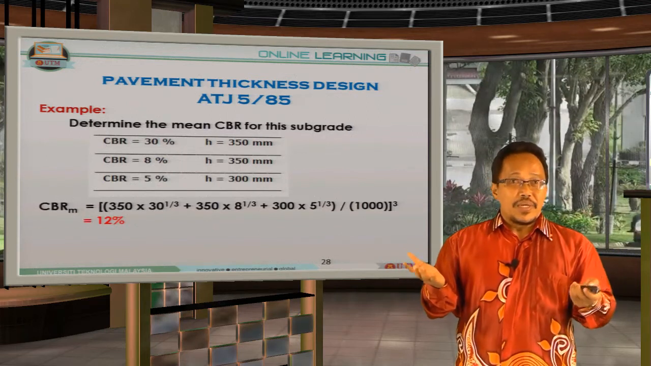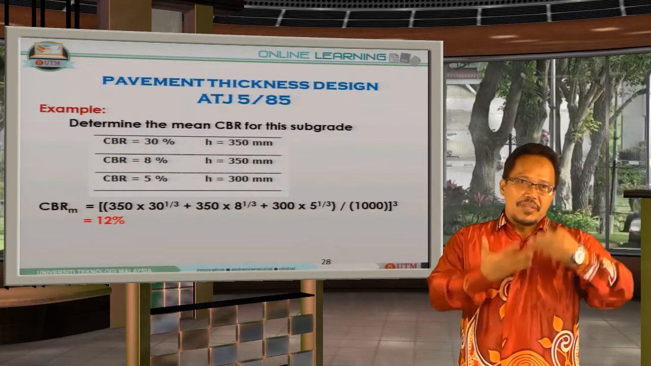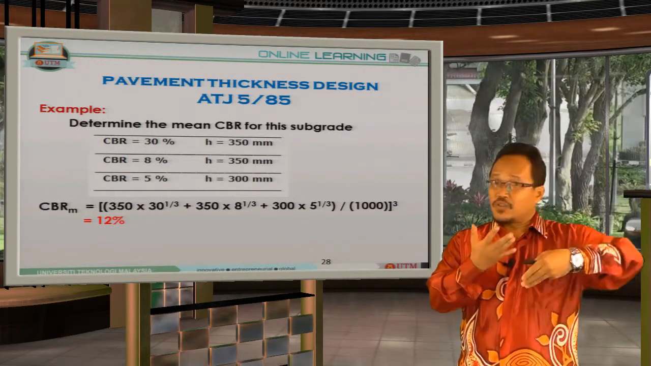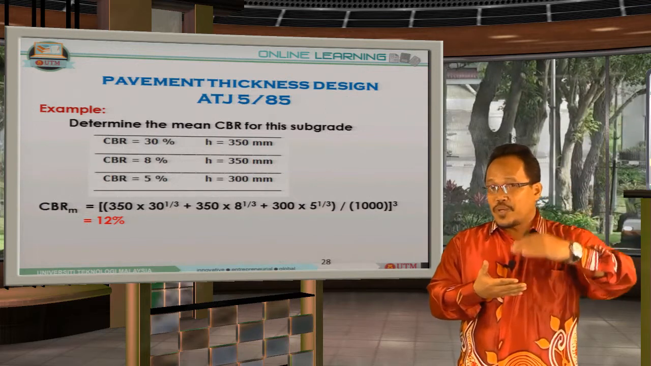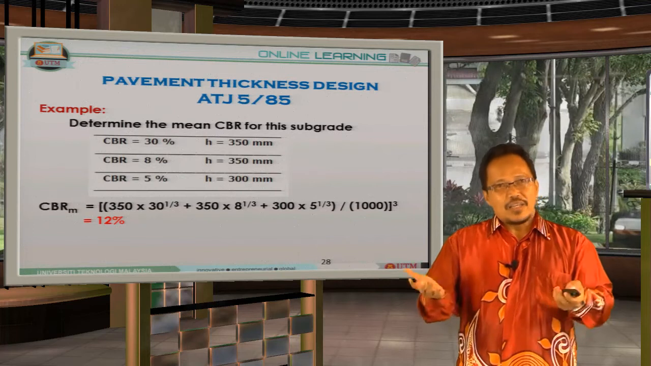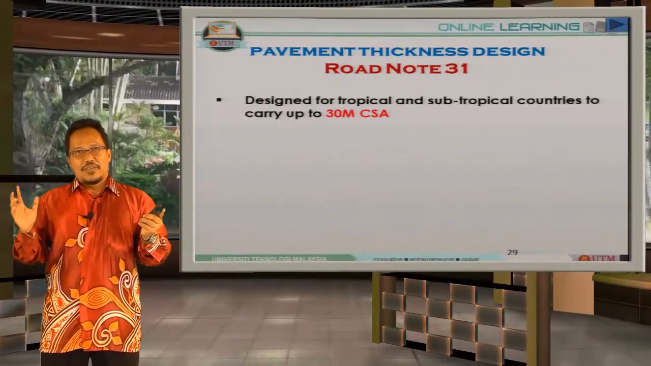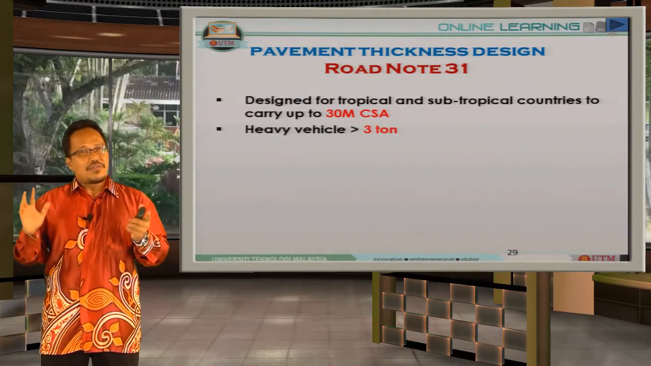That's your mean CBR. Of course, check for logic. 5, 8, 30. 30 is far from 5 and 8, so the mean is going to be more than 8. So it's logical. If you calculate it right, you get the right value. Okay, finish with Arahan Teknik Jalan 5/85.